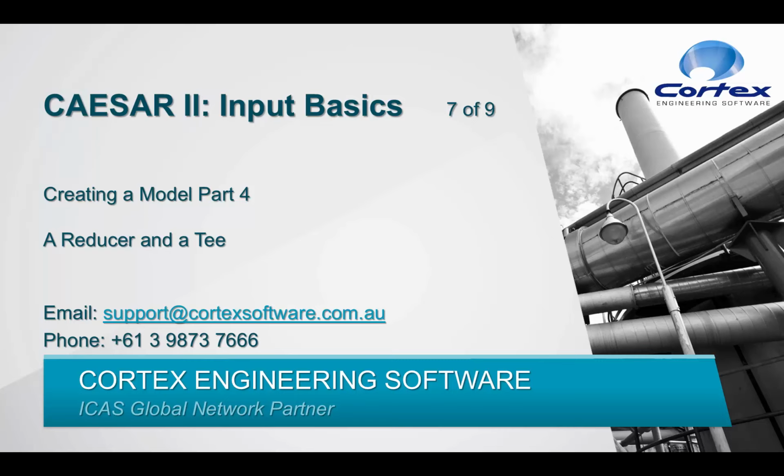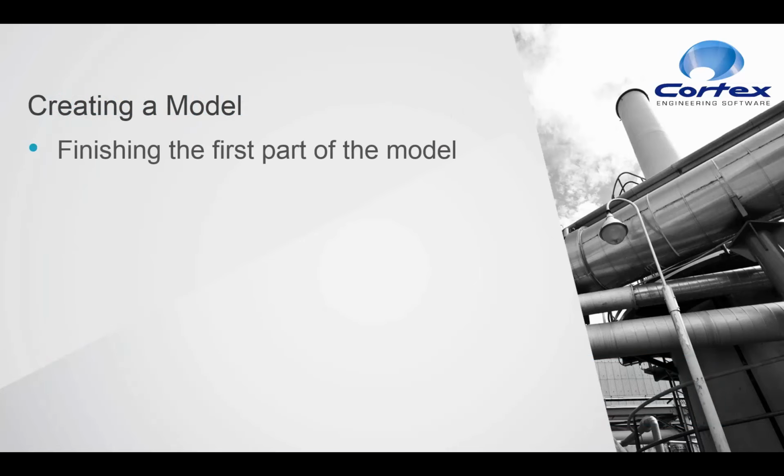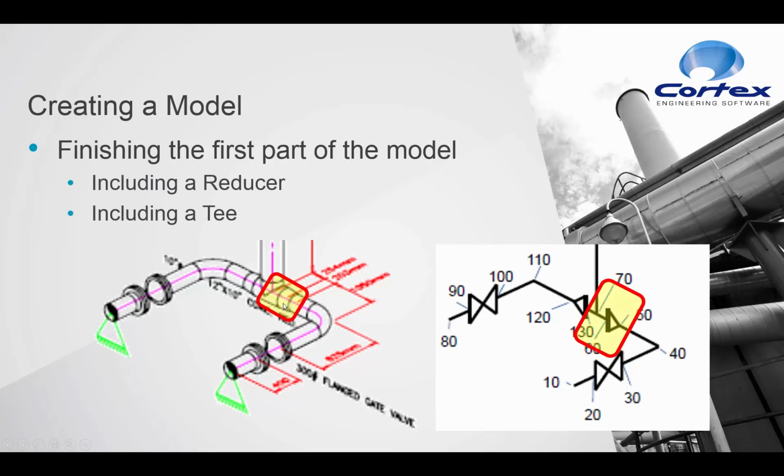This is tutorial 7 of 9, and we'll be continuing the model that we've started to input. In this tutorial, we want to cover the insertion of a reducer and a T. What I want to do is finish off what I call the first part of the model. By that I mean we've already input the system up until and including the bend and up to the reducer. What I want to do is insert the reducer and a T.